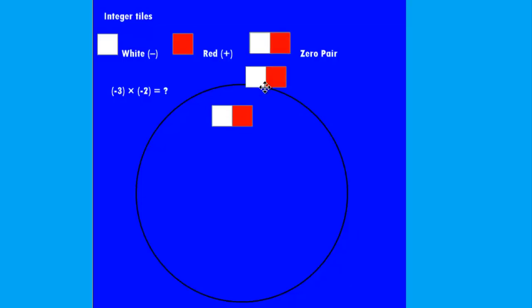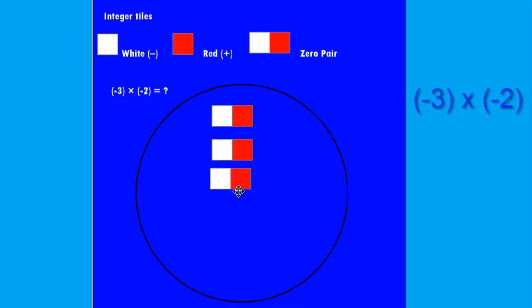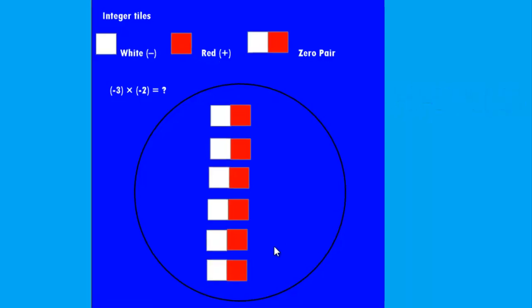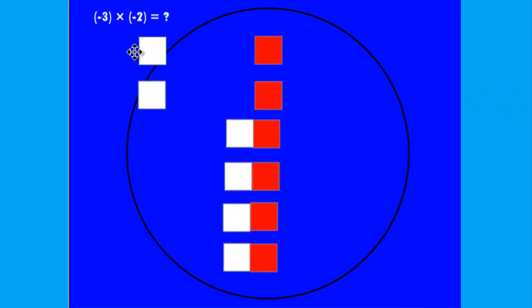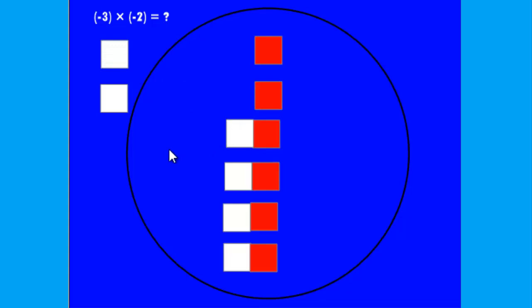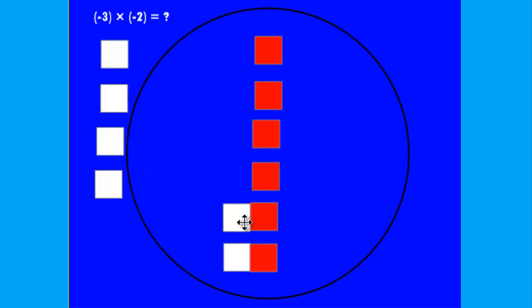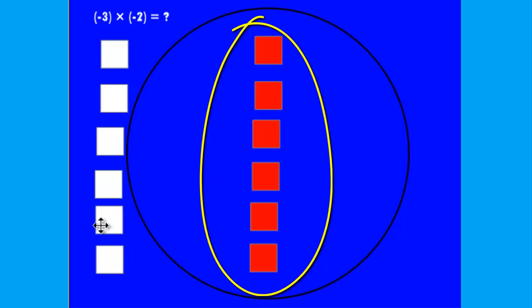This activity illustrates multiplication of two negative numbers using integer tiles and the zero principle. The expression negative 3 times negative 2 can be read as remove 3 groups of negative 2. We put groups of 0 pairs in the circle so that 3 groups of negative 2 can be removed from the circle. When we remove the 3 groups of negative 2, there are 6 positive tiles remaining. Therefore, the answer is positive 6.